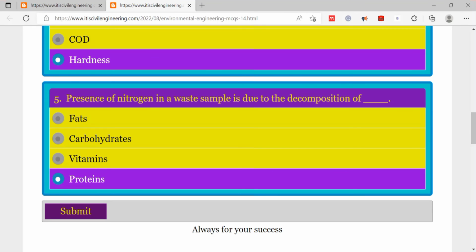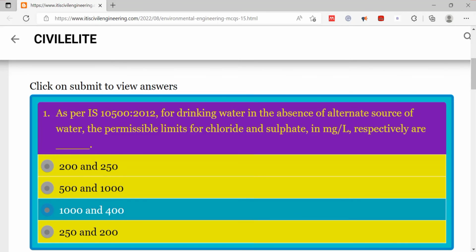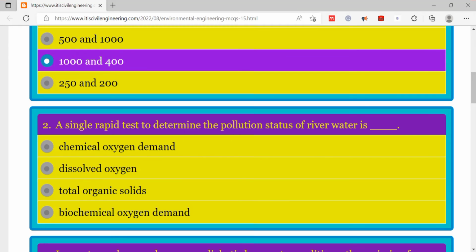As per IS 10500:2012 for drinking water, in the absence of an alternate source of water, the permissible limits for chloride and sulfate in milligram per liter respectively are dash. So the permissible limits for chloride and sulfate are 1000 and 400 milligram per liter respectively. That is, chloride should not be more than 1000 milligram per liter and sulfate should not be more than 400 milligram per liter. A single rapid test to determine the pollution status of river water is dash. We perform the dissolved oxygen test, which is a single rapid test, in order to determine the pollution status of the river water.